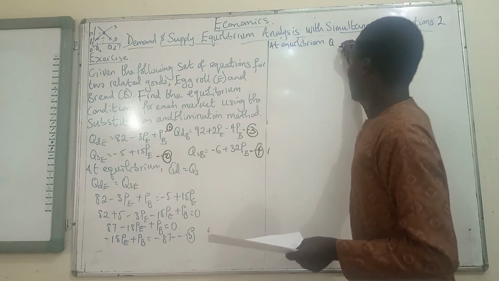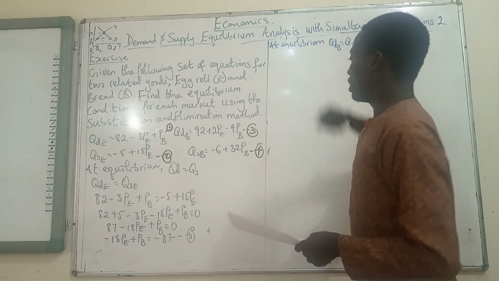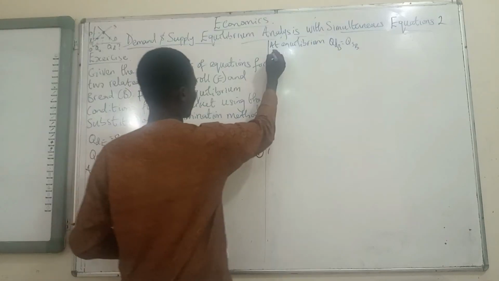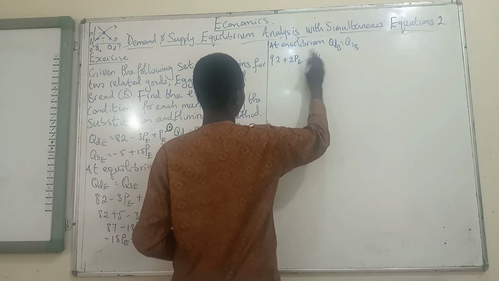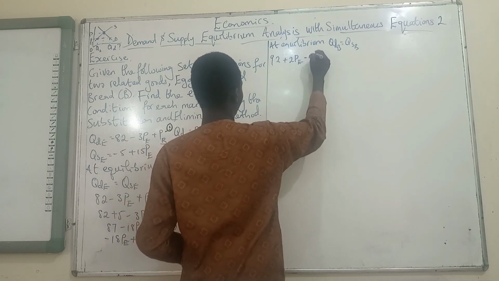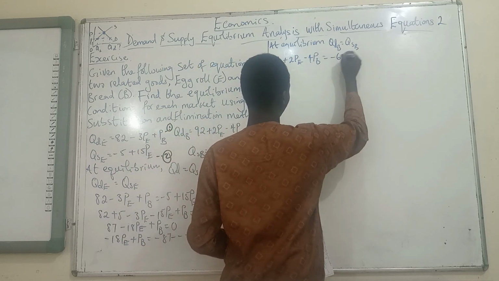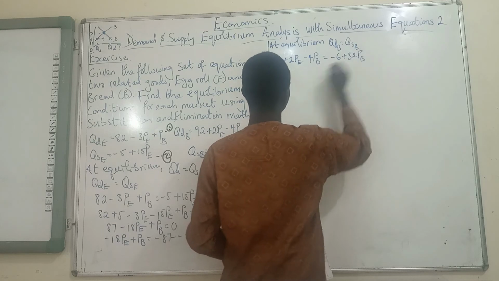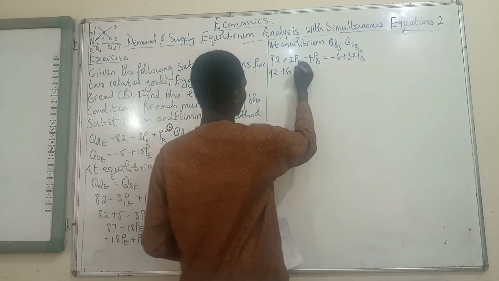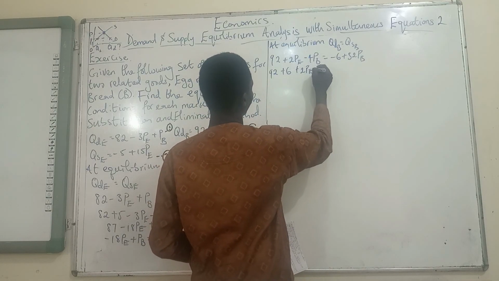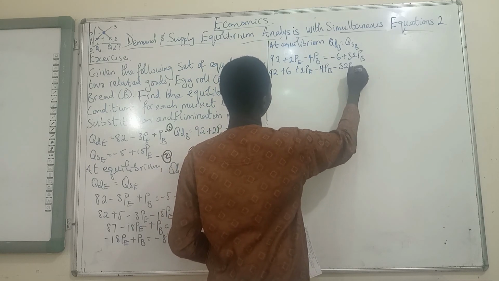So we have QDB at equilibrium. QDB equals QSB. For the bread market, we have 92 plus 2pe minus 4pb equals minus 6 plus 32pb. So we collect like terms, and then we have 92 plus 6, plus 2pe minus 4pb minus 32pb equals 0.